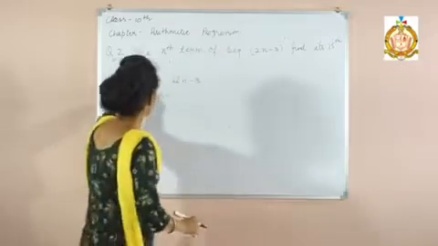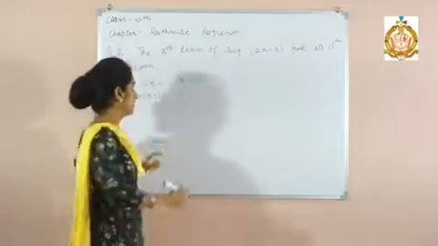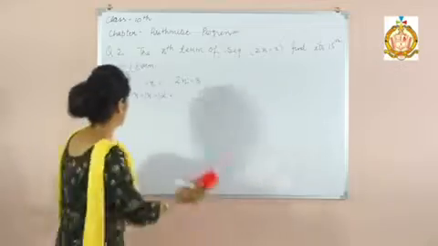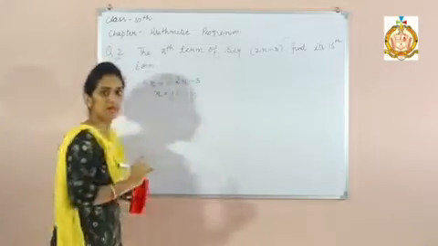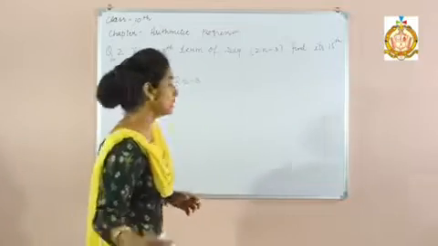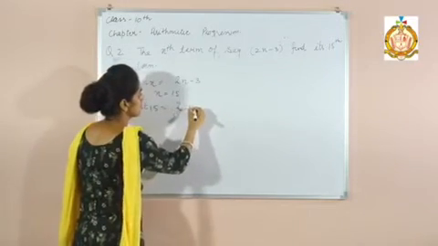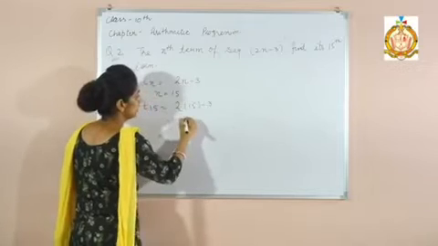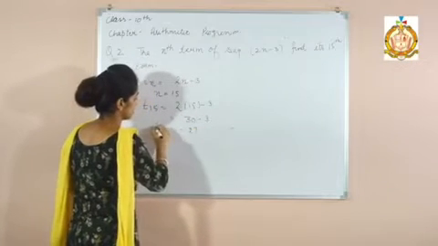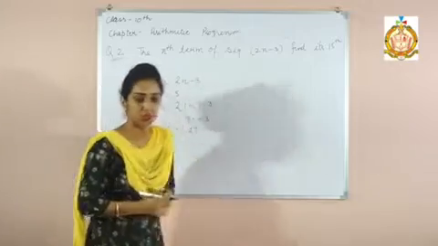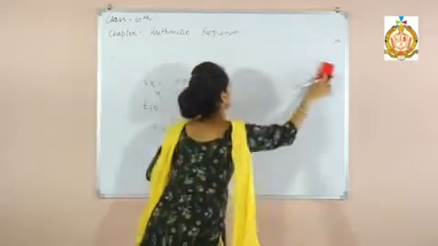Now we have to find the 15th term, meaning n is 15. T15 is 2 into 15 minus 3, which is 30 minus 3, which is 27. So T15 is equal to 27. Now see the next question.